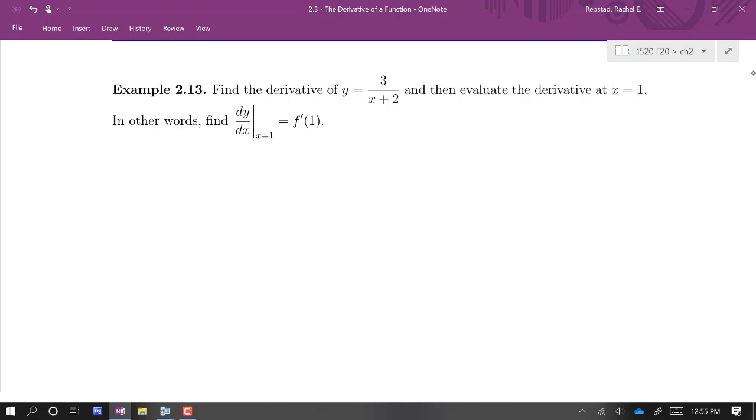y is equal to 3 over x plus 2. We're going to find the derivative, f prime of x, or dy dx. That's a function of x. And then once we're done that, we'll evaluate it when x is 1.